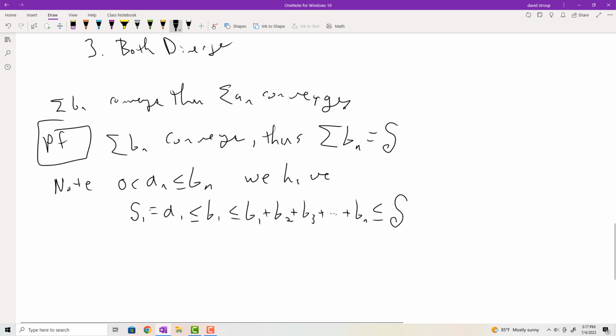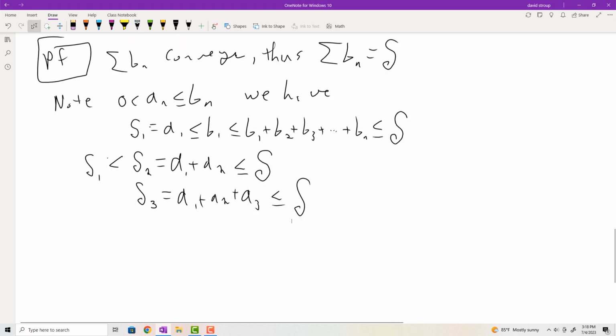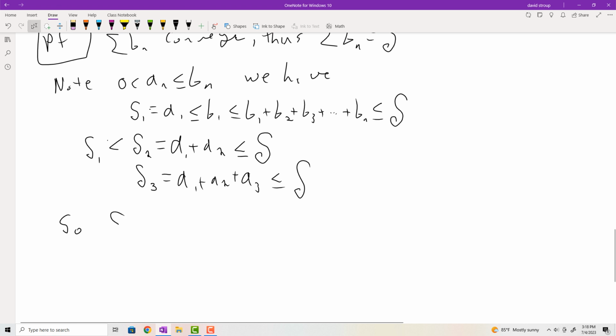Okay, and then we have this S sub 2 thing, which is equal to A sub 1 plus A sub 2. And because the terms are all greater than 0, that is going to be greater than S sub 1, right? And it's not 0, so it can't even be equal to it. And then on top of that, you have that, again, this thing is bounded above by this summation S. And then so on and so forth. So S sub 3, the third partial sum, A1 plus A2 plus A sub 3 is bounded above by big S.